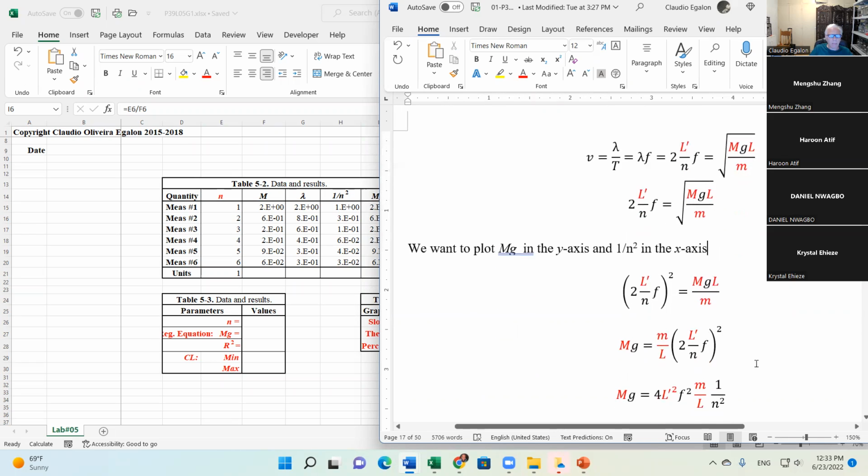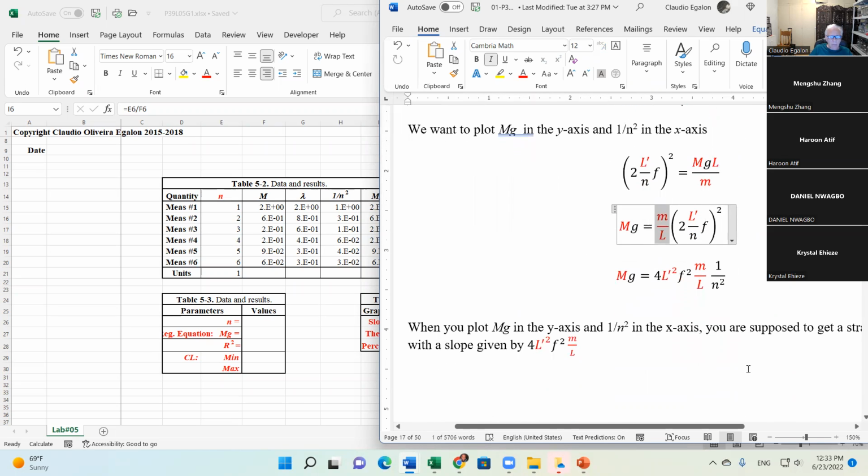Here's the equation that we have. I'm going to square both sides of the equation to eliminate this square root. Solve for mg, and we get this equation right in here. And then we get this relation. The frequency is the same, the length is the same, the vibrating length is the same, M over L is the same. What's changing here is this big M and the N.